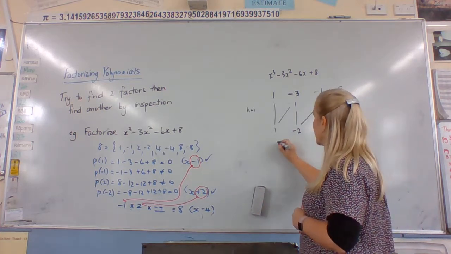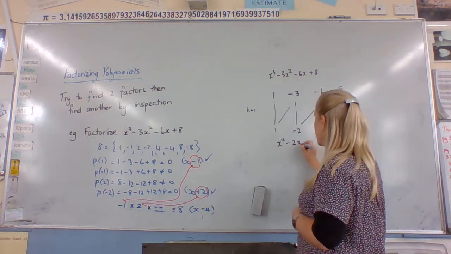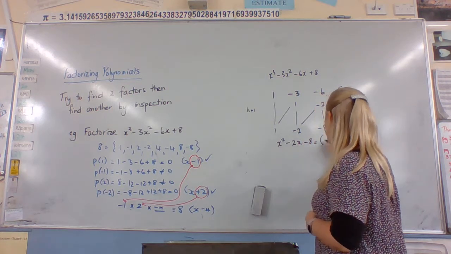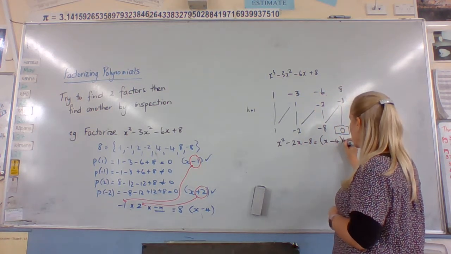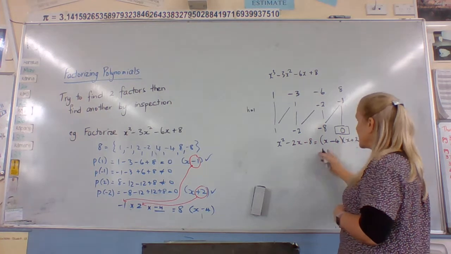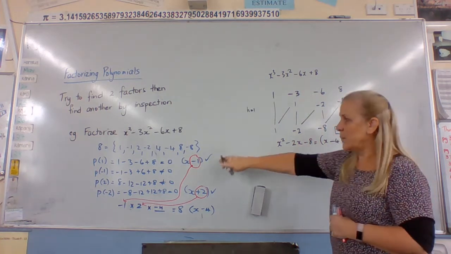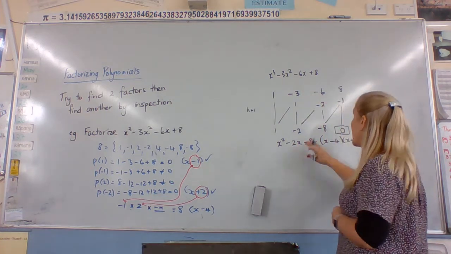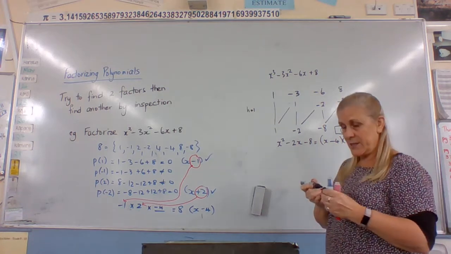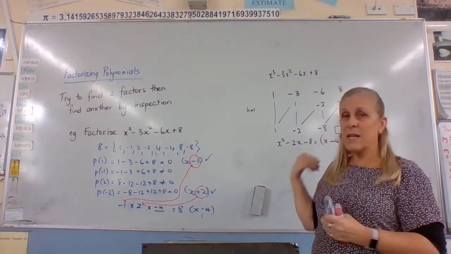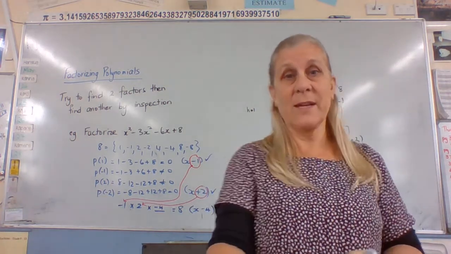So what I've got left here is x squared minus 2x minus 8, and I can factorise that pretty quickly into minus 4 and plus 2. So that's another way of getting there. I would have found the first one by factor theorem, and then the other two just by using long division. It depends on which one you like. Both are perfectly acceptable.